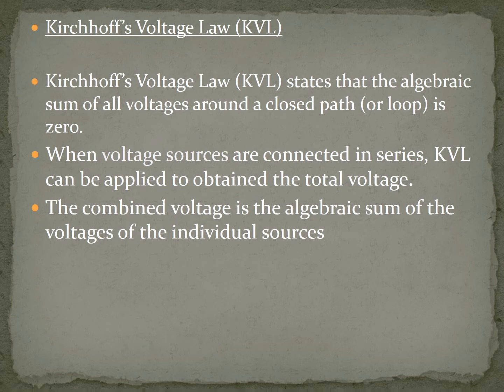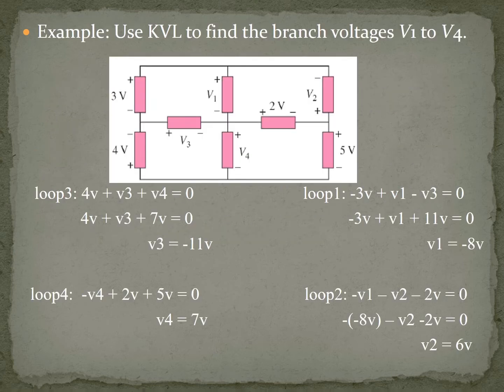Kirchhoff voltage law. Kirchhoff voltage law states that the algebraic sum of all voltages around a closed path or loop is 0. When voltage sources are connected in series, KVL can be applied to obtain the total voltage. The combined voltage is the algebraic sum of the voltages of the individual sources. Look at example. Use KVL to find the branch voltages V1 to V4.